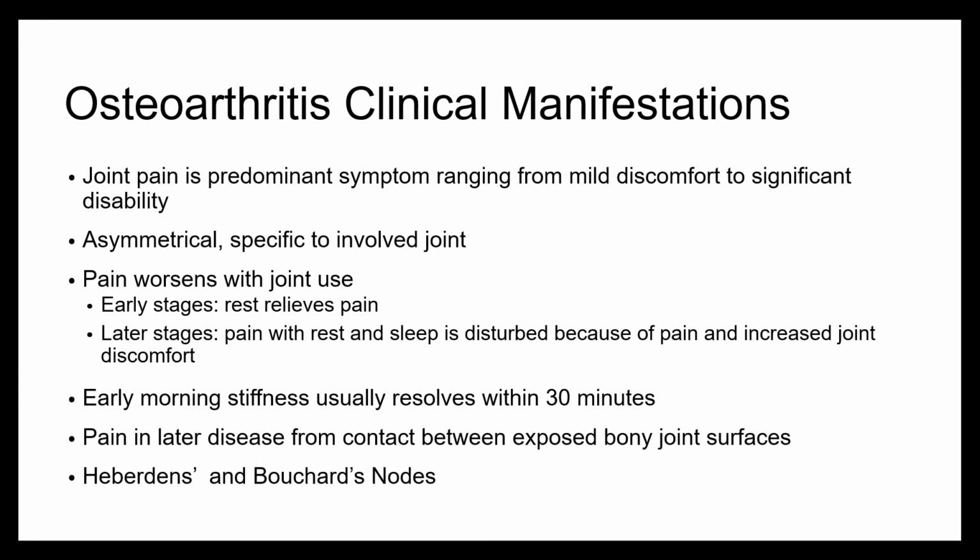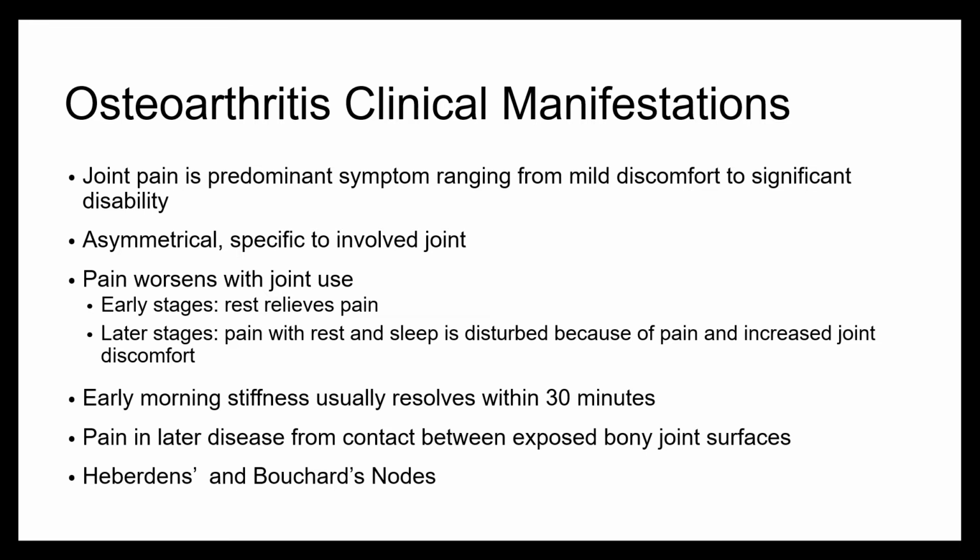Joint pain is the predominant symptom with osteoarthritis. It can range from mild discomfort to significant disability. The pain is often referred to the groin, buttock, or medial sides of the knee or thigh. Sitting down can become very difficult, as does getting up from a chair when the hips are lower than the knees. This is the case when osteoarthritis is predominantly in the lower extremities.